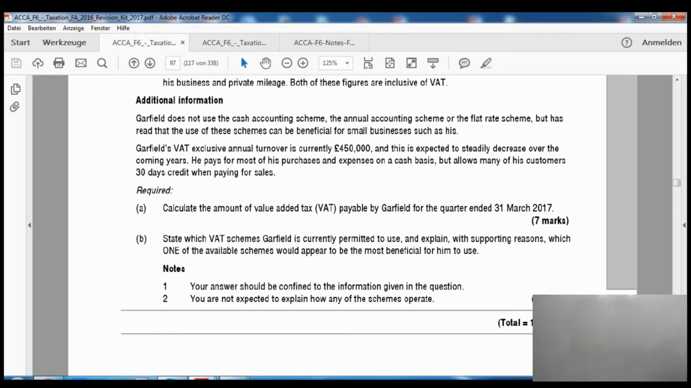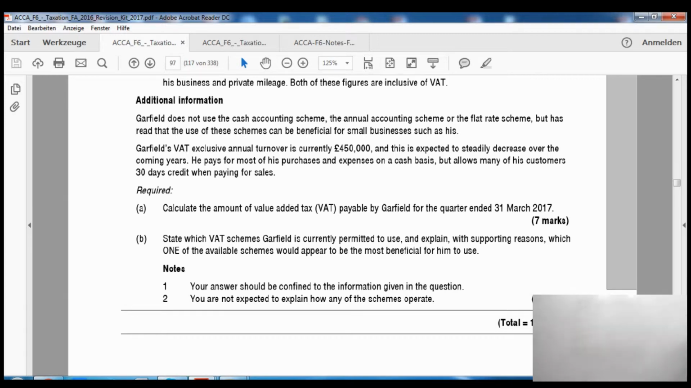In part B, it says, state which VAT schemes Garfield is currently permitted to use and explain with supporting reasons which one of the available schemes would appear to be most beneficial for him to use. Your answer should be confined to the information given in the question. You're not expected to explain how any of the schemes operate. So it is only 3 marks worth anyway. So you just have to tell him which scheme he can use out of the 3 schemes which we have studied in our previous lecture: flat rate scheme, cash accounting scheme, and annual accounting scheme. So you'll have to see.